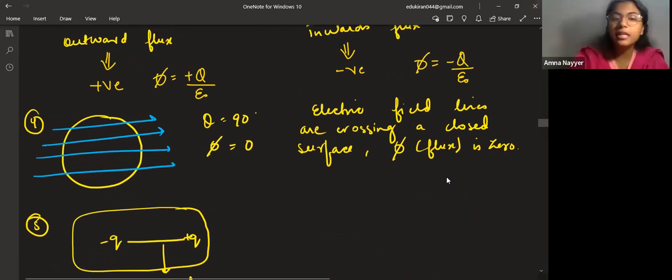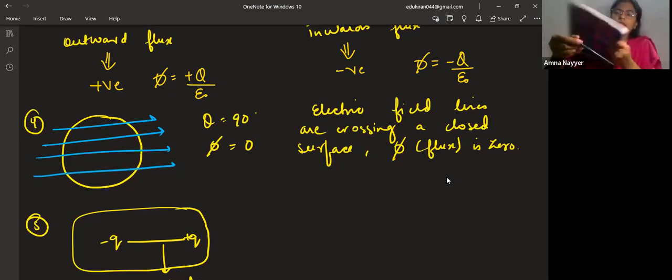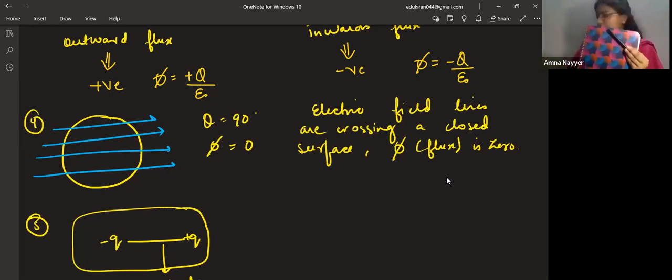See, if somehow it happens, class, that electric field lines are just crossing the surface. For example, suppose this is a surface. Electric field lines, instead of going like this, are just crossing it like this. You can see it is not touching it, it is just passing through it. So if any electric field line is not perpendicular to the surface, the flux will automatically be zero. What is the definition of flux?